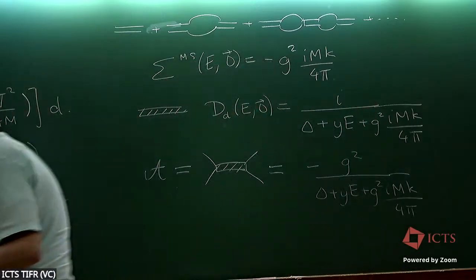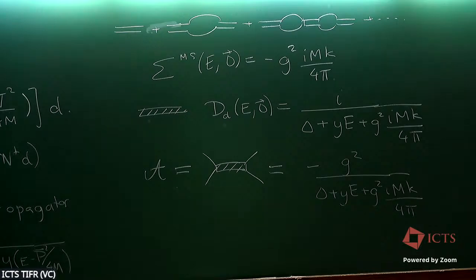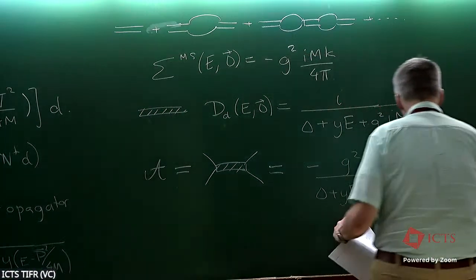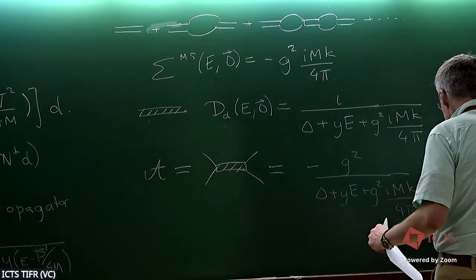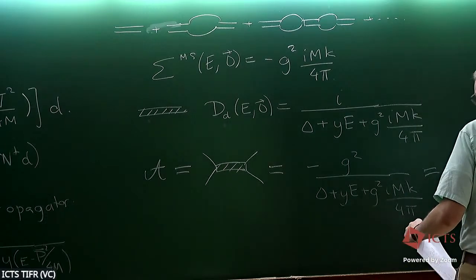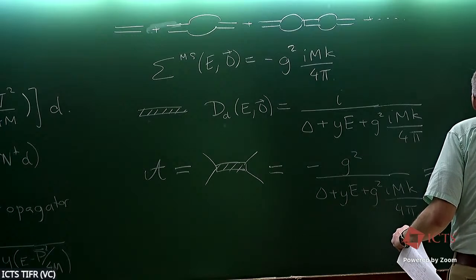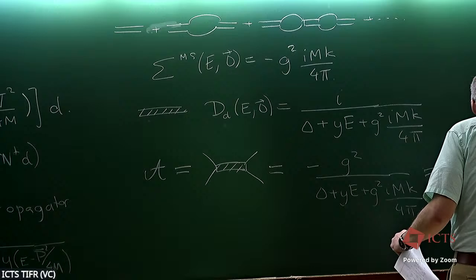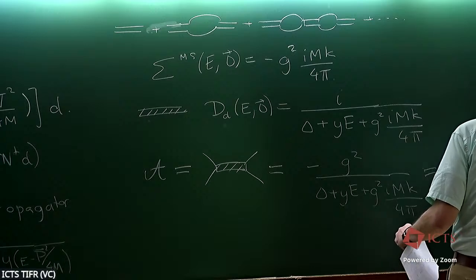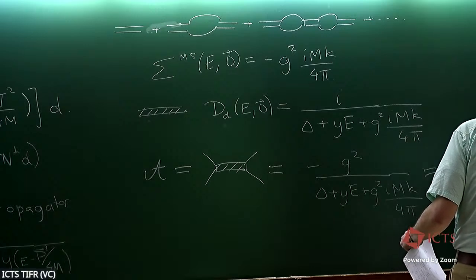So why are we happy that we have a YE term downstairs? We're happy because we're in the center of mass frame, so E is equal to K squared over M. So we can rewrite this as 1 delta over G squared plus Y K squared over G squared M plus i M K over 4 pi.